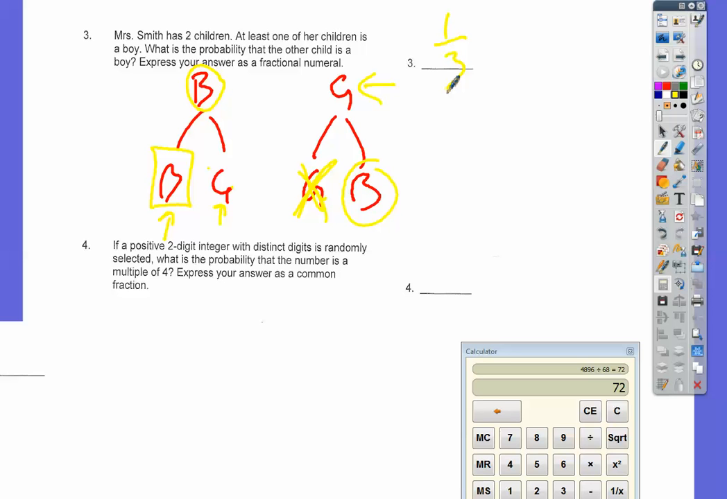Right. If the positive two-digit integer is randomly selected, so there could be 9 here and 9 here. Why 9 instead of 10? Because a distinct digit means that you can't have 2 of the same number. So if this is a 5, this cannot also be a 5 here. So that means I have a total of 81 numbers that it could be. That's going to be going in my denominator.